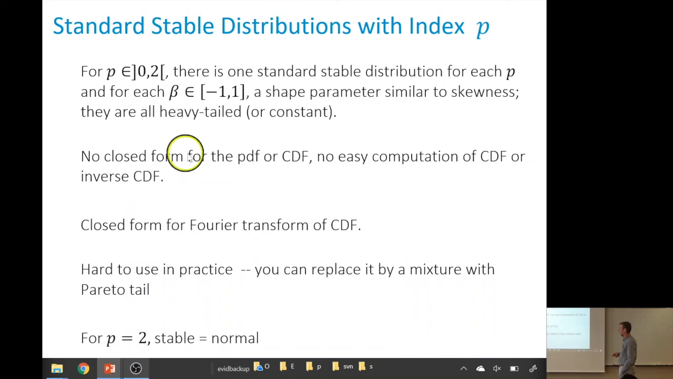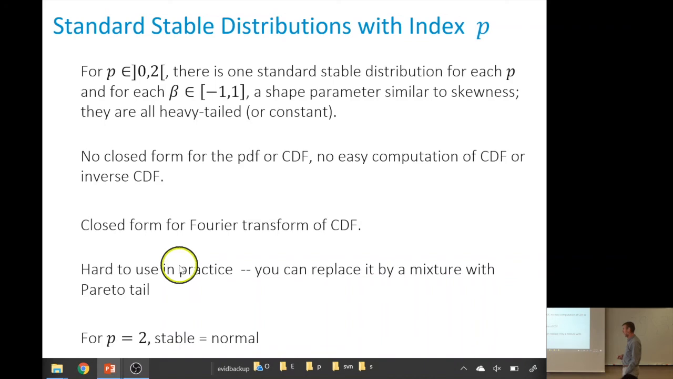Well, because there's no closed form for the PDF or for the CDF. For the normal distribution, there's no closed form for the CDF, but there is one for the PDF, at least if we admit that the exponential is part of a catalog of standard functions. There's no easy computation of CDF or inverse CDF, so they are ugly to work with. The only thing that's easy is the Fourier transform. So if you work in the Fourier domain, you can do things, but then you need to numerically invert anything you do to come back to CDF or PDF.